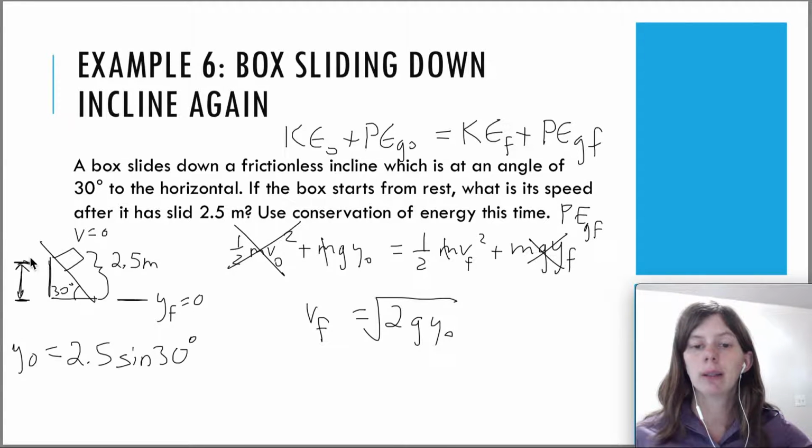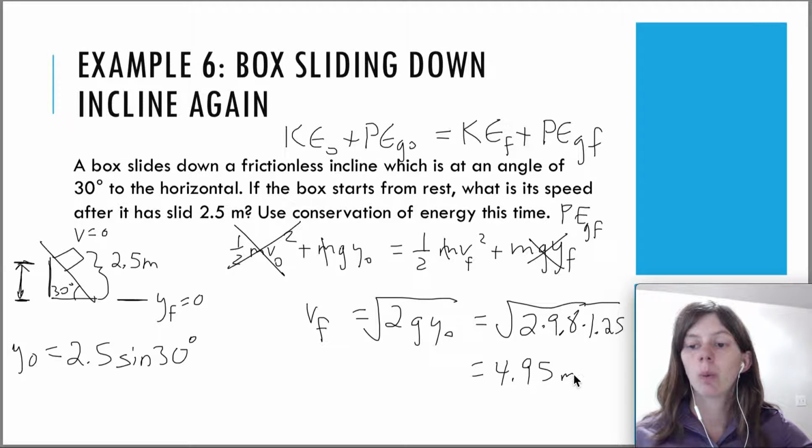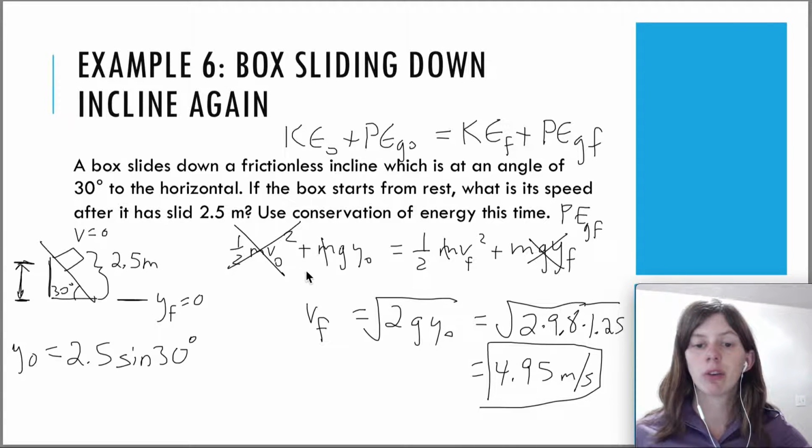So as long as you get the correct height to start with, then you can plug it in here, and we'll get the same thing that we got last time. So 2g y initial, and when you do 2.5 sine 30, you're going to get 1.25, so 2 times 9.8 times 1.25, and you plug all that in, we're going to get the exact same thing that we got when we did this in video number 40. So if you notice there's no friction, you're losing height, gaining speed, or vice versa, use conservation of energy. It tends to be easier than using the work kinetic energy theorem.